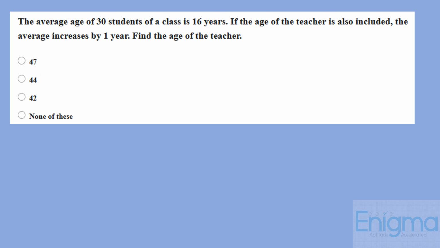The average age of 30 students of a class is 16 years. That means the total age is 30 into 16, so we can say 480. Now, if the age of the teacher is also included, the average increases by 1. That means instead of 16, it becomes 17. And as the teacher is also included, the number of people becomes 31. So therefore, the total age becomes 527.